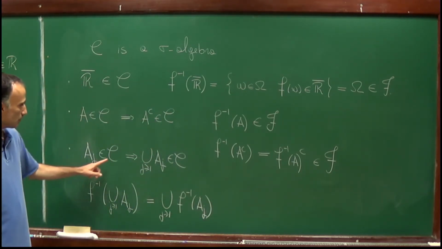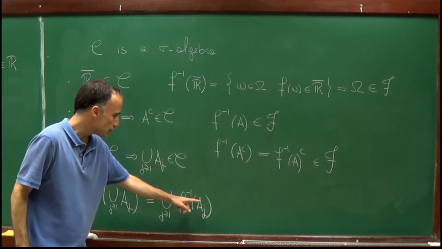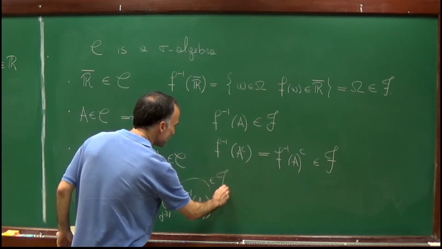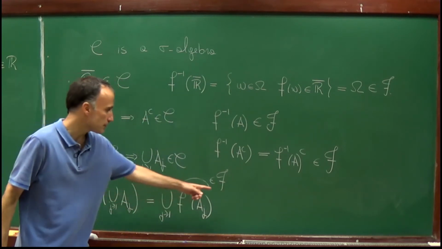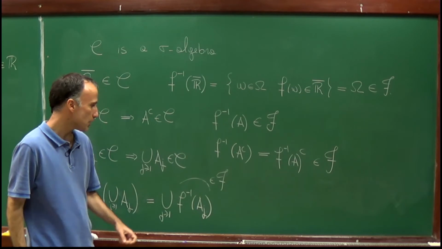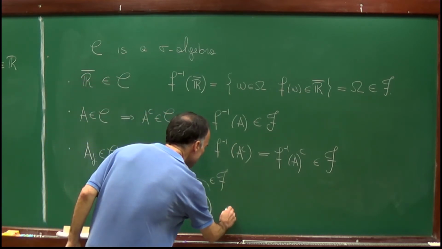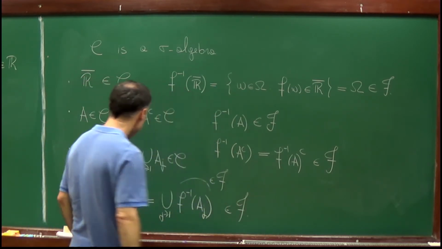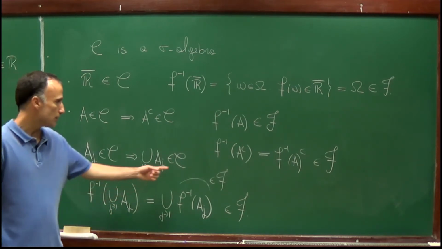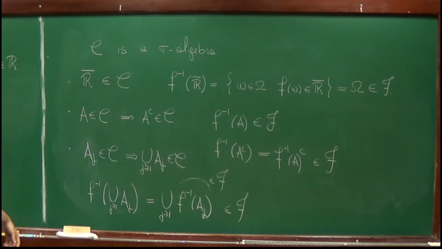Well, since A_j belongs to C, this means that the inverse image of A_j belongs to the sigma algebra F. And since F is a sigma algebra, the countable union of elements in the sigma algebra also belongs to the sigma algebra F. And this proves that the union of A_j is indeed in the class C, which proves that C is a sigma algebra.